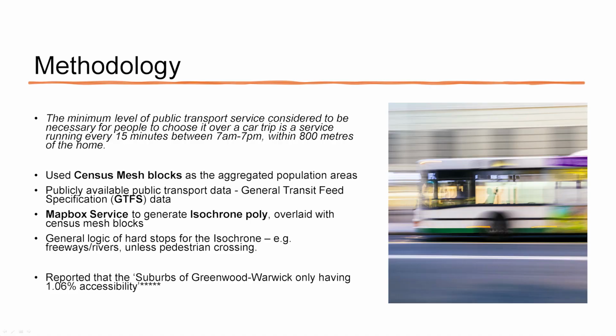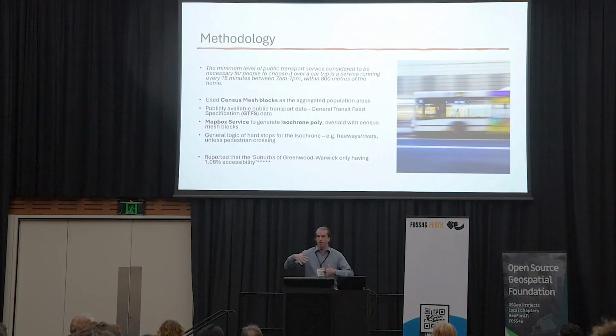And I thought, good geospatial person that I am, I should try and go and replicate their research and see where they went wrong. I went online, I found the methodology that they used. Basically, it was public transport service within 800 metres within an interval of time of 15 minutes between 7am and 7pm. They'd used a combination of census block mesh data, the GTFS data, which is public transport network data, and they'd used a Mapbox service to generate isochrones, and they just overlapped it and generated a percentage of population.